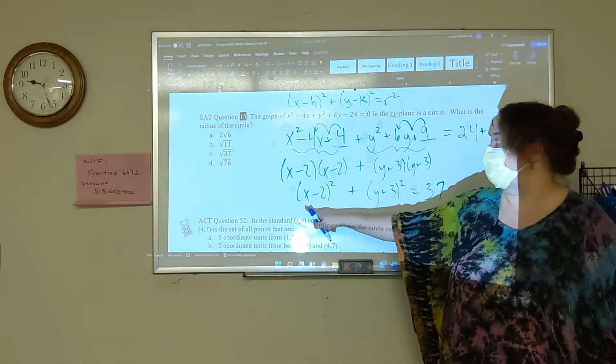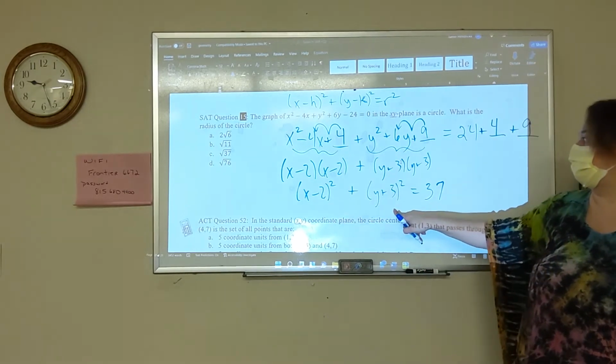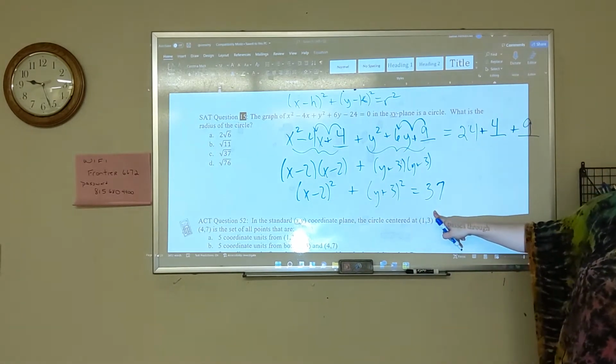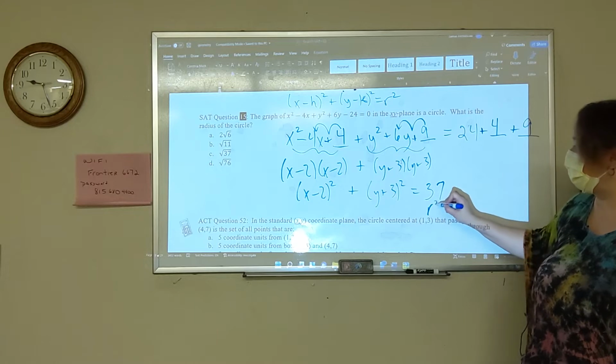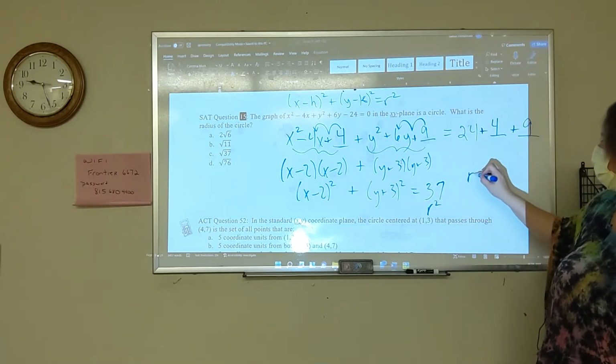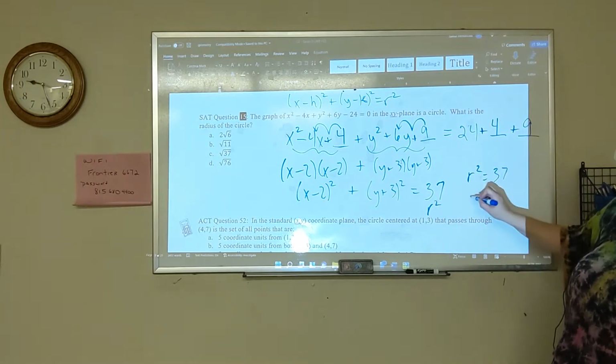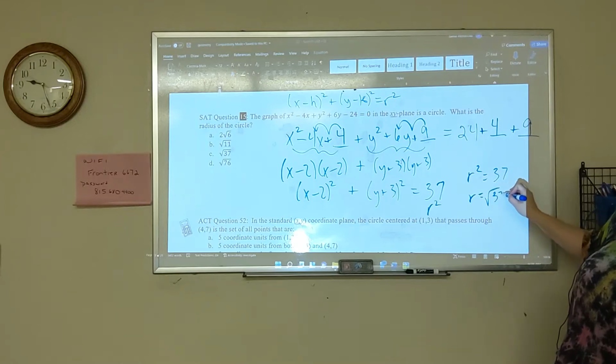Now we're in our right form. x minus h squared plus y minus k squared equals r squared. So r squared is 37, which means r is root 37.